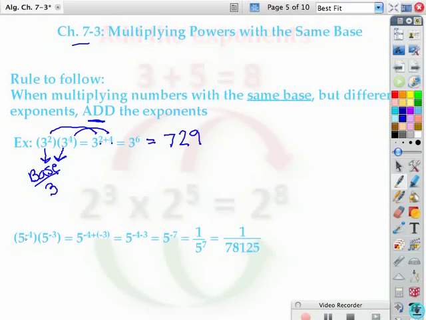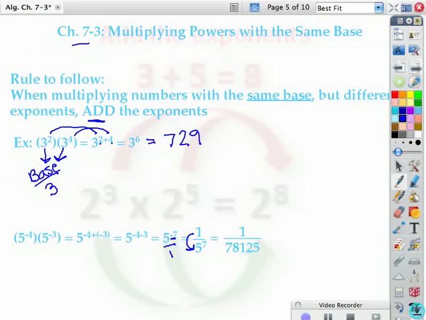We have 5 to the negative 4th power and 5 to the negative 3rd power. When you add those together, remember they're both negative, so you end up with a negative 7. When you have a negative exponent, remember to do the reciprocal, move it down to the bottom, and you end up with 5 to the 7th on the bottom, and once you figure that out, it's 78,125. Again, be careful, it is not 5 times 7, it is 5 to the 7th power.